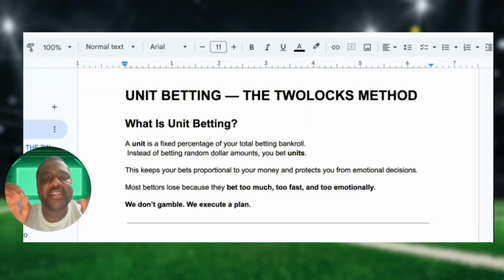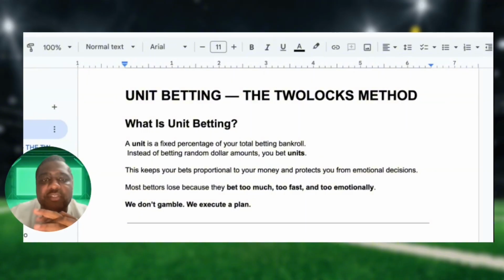Most bettors lose because they bet too much, too fast, and too emotionally. So some people might have $100 to their name, right, for sports betting. Some people will bet the whole $100, and I never understood. I'm like, that's crazy, but I get it. It's a risky activity, hobby. I get it, but that is not the disciplined long term way to be a better.